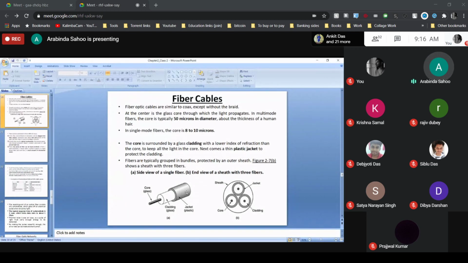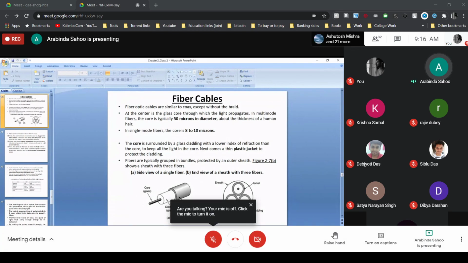So it consists of three basic parts: number 1 is your core, number 2 is your cladding, number 3 is your jacket. So you can check the basic construction associated with any fiber optic cables.